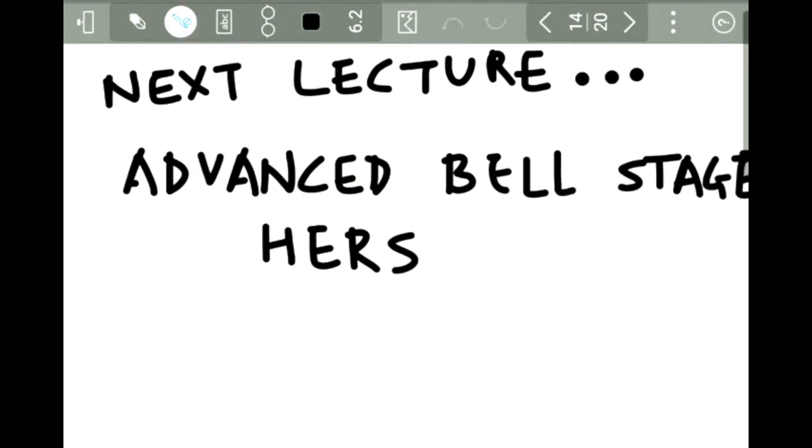In the next lecture, we will be learning about the advanced bell stage and the Hertwig's epithelial root sheath.